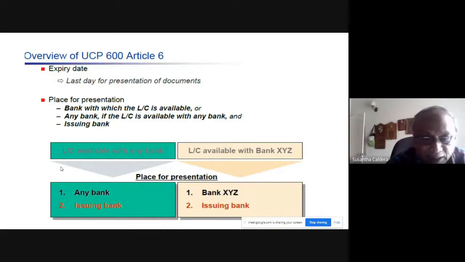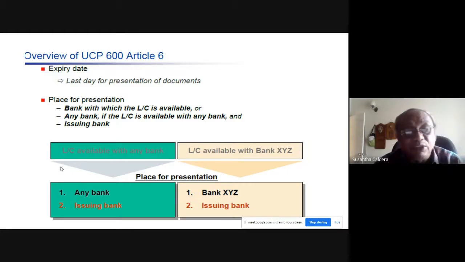Now, if I ask you a question like this: an expiry date that applies at the counters of the issuing bank. Expiry date applies at the counters of the issuing bank. Right? That requires that the issuing bank must receive the documents no later than the expiry date, subject to Article 29A.